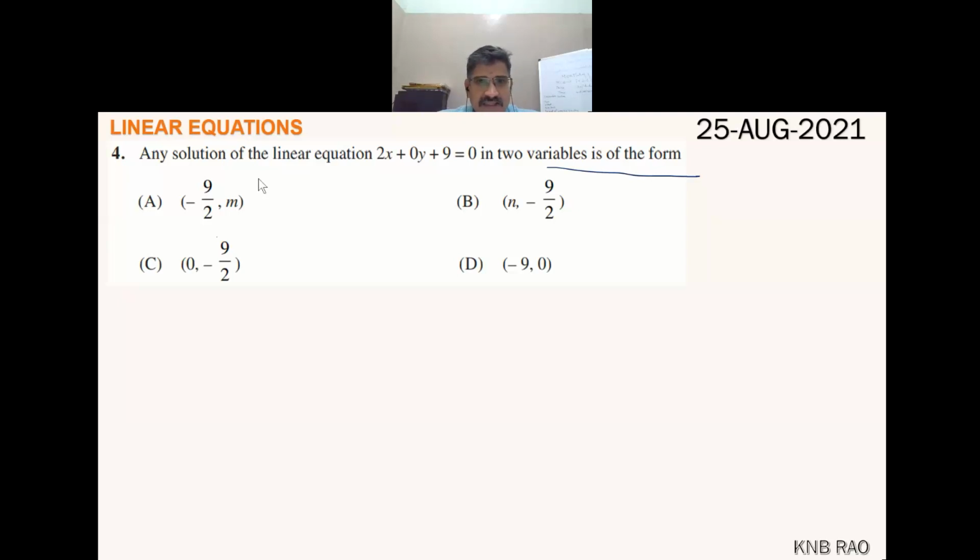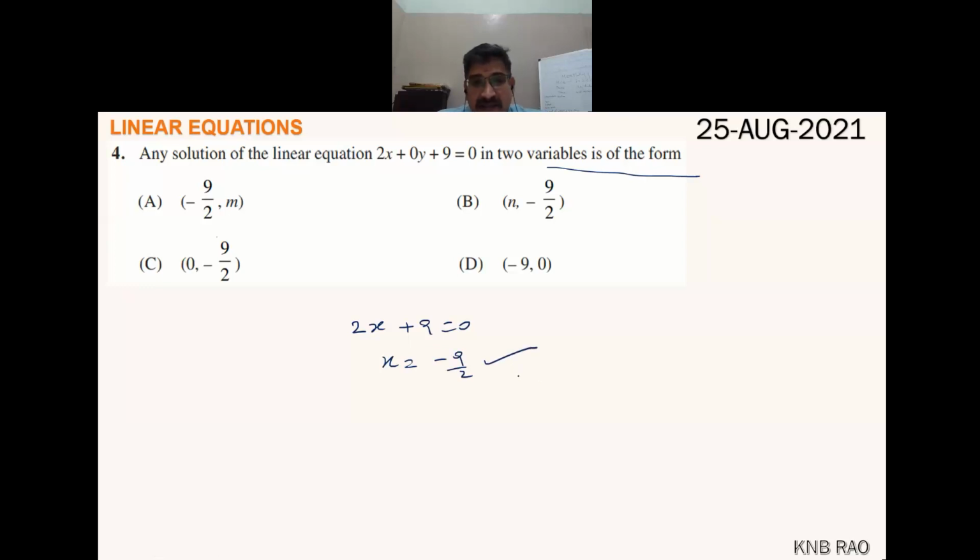The right answer is A. 19 out of 64 have answered A as the right answer, and it's correct. And 10 answered B, 12 answered C, and 5 answered D. Okay, try to observe here. It's a linear equation in one variable: 2x plus 9 equals to 0. 0 into y is 0, it goes off. x equals to minus 9 by 2 is always the value of x.